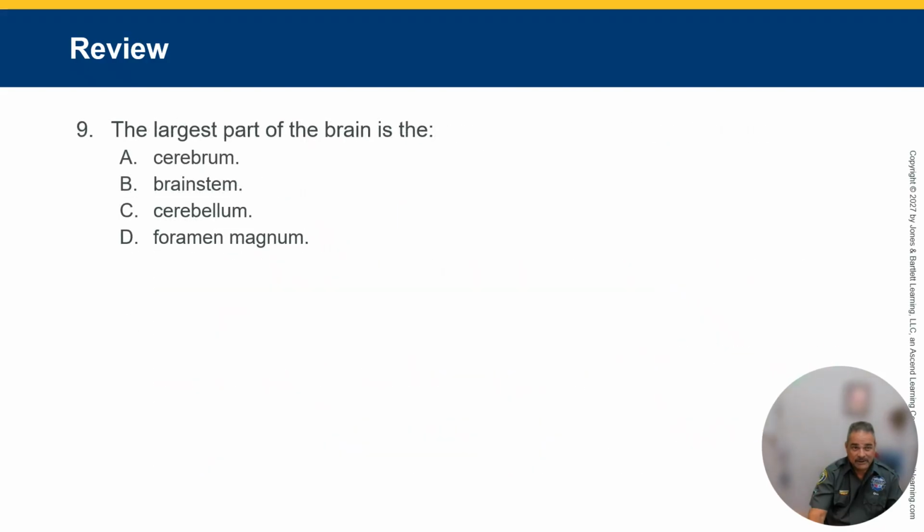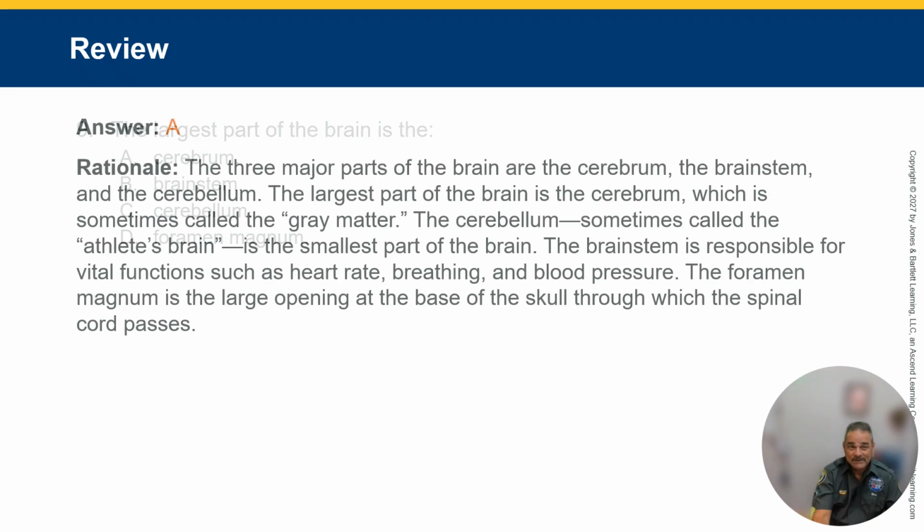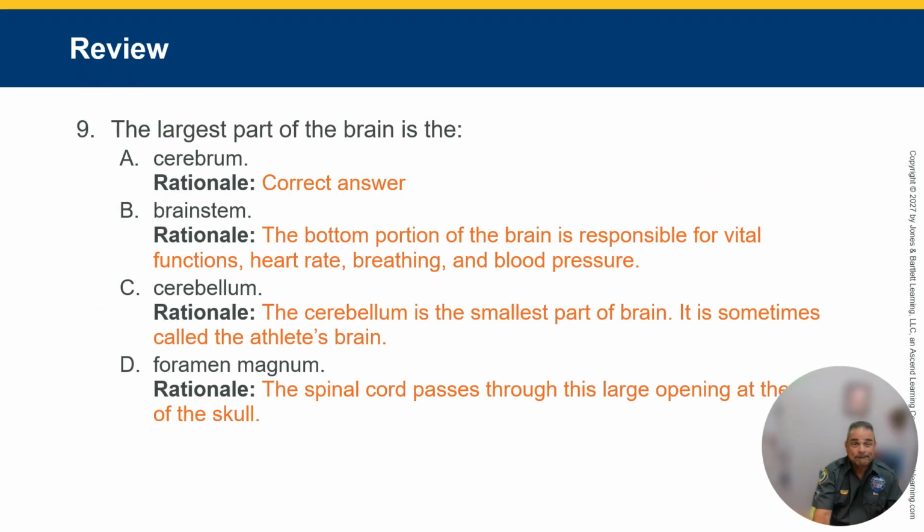The largest part of the brain is the, come on, easy one, come on. If you said A, cerebrum, you are correct. Because remember, there's three major parts of the brain: the cerebrum, the brainstem, and the cerebellum. Brainstem is down there in the bottom, controls all the bodily functions. The cerebellum is your motion and coordination and everything. Your cerebrum is everything else. Good stuff. There's your rationale.